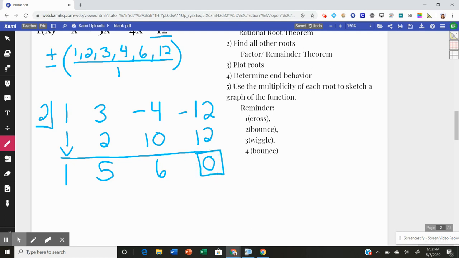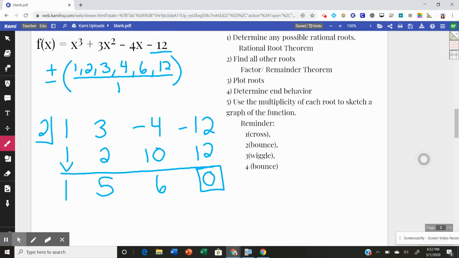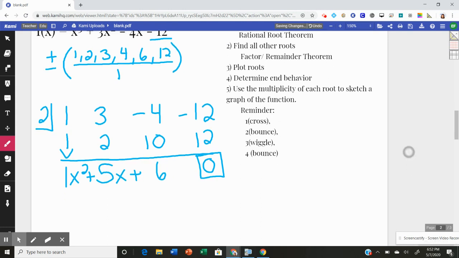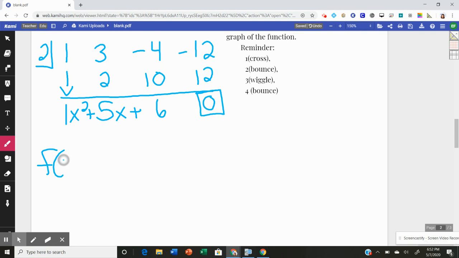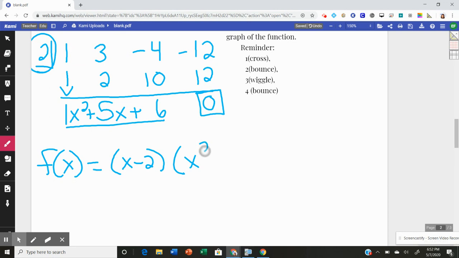All right, let's throw our variables back in here. So this looks like x squared plus 5x plus 6. If we were going to start rewriting the equation for this polynomial right now, we know that this 2 over here, that root, is an x minus 2 factor. And then we can take this information here as our second factor. And now, is that quadratic trinomial factorable?